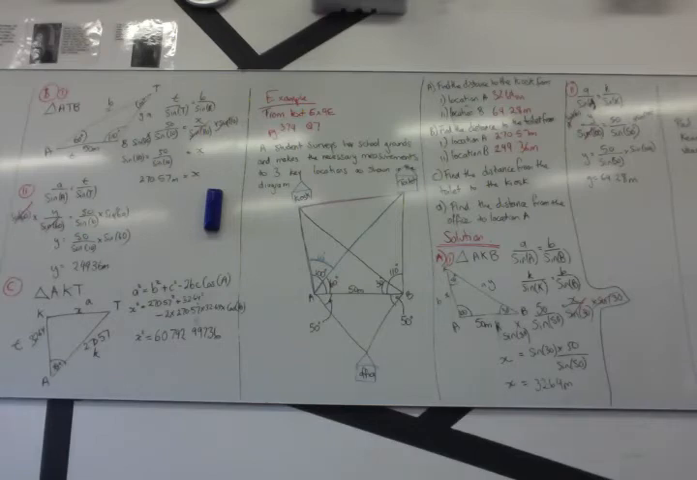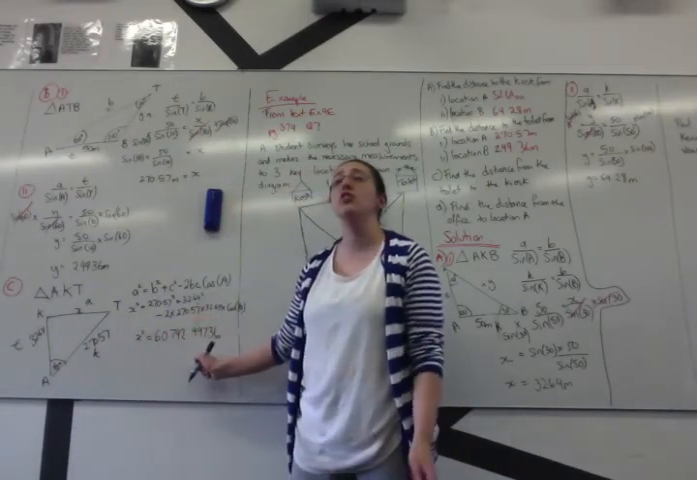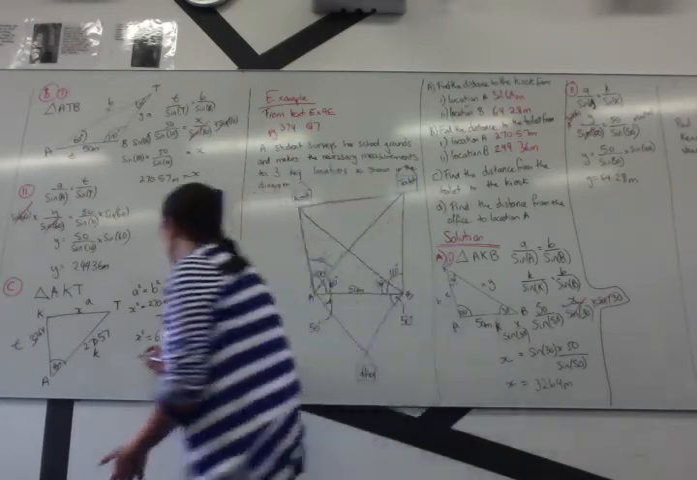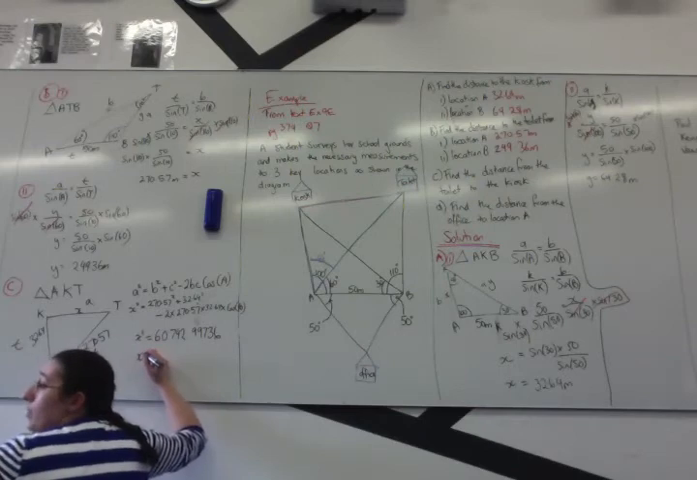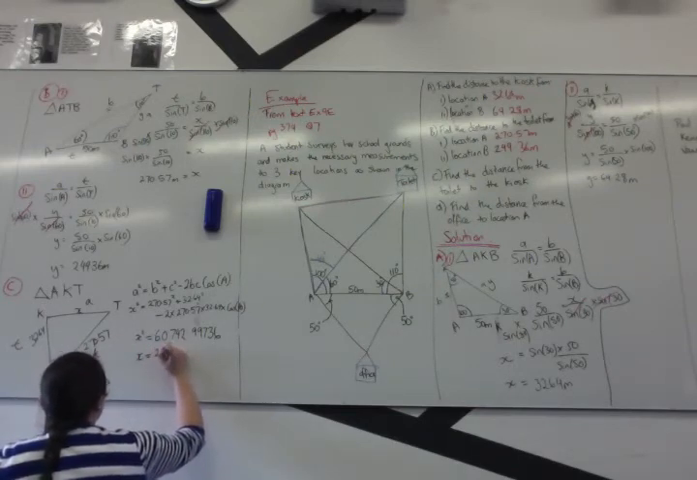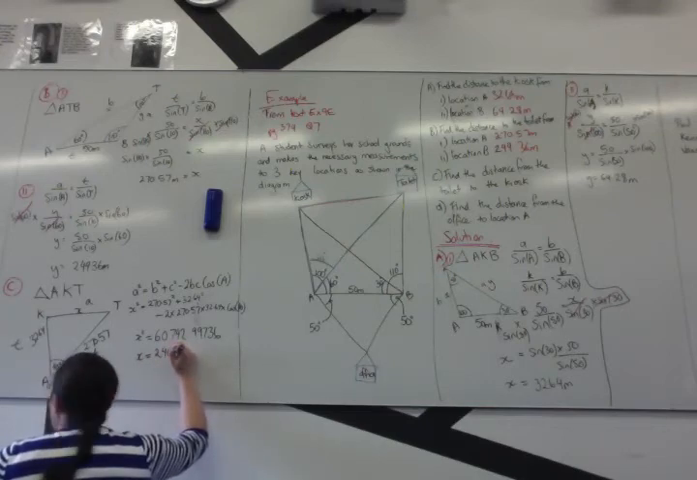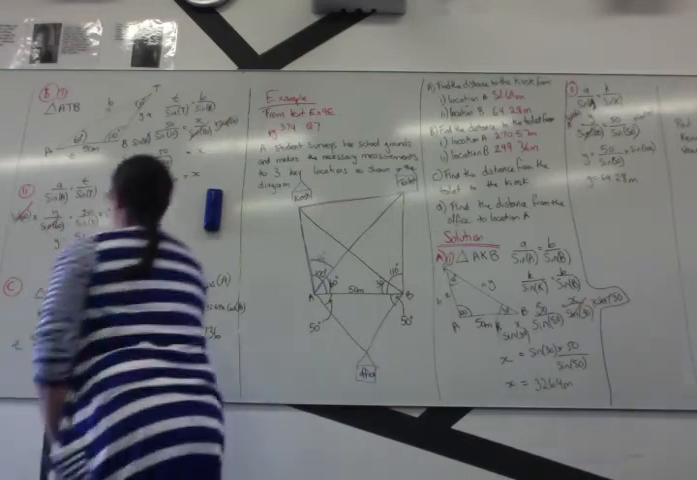Right, so you do all that workings out, you get this measurement, x squared is equal to that. So you've got to take the square root. X is equal to, James, can you take the square root? X equals 246.46 meters.